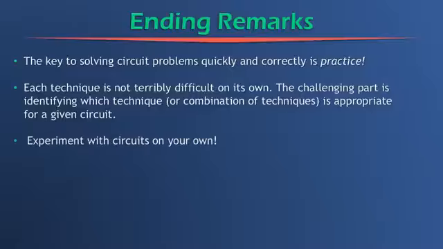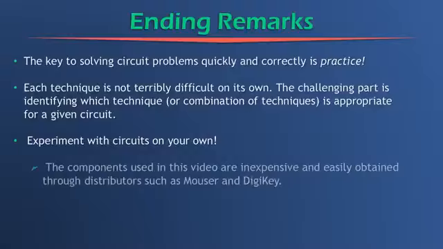Third thing, experiment with circuits on your own. Can't stress this enough. Play around with circuits and see how changing things in a circuit will affect it. And you can purchase the components that we used in this video. Even though we didn't use real components, we just put them up on a screen, but you can purchase the real components from distributors like Mouser and DigiKey, and they're pretty inexpensive, probably only a couple cents each for those resistors. And you can create a voltage source using batteries, or if you have a power supply, that's even better. And you can see how changing things around will affect the circuit.